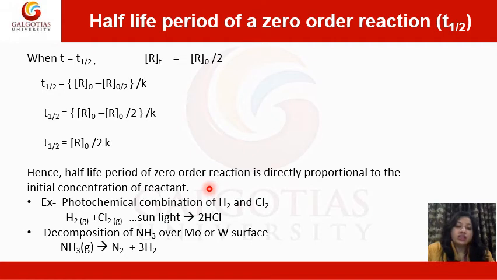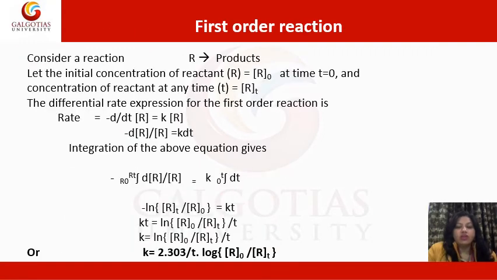Some examples of zero order reactions are the photochemical combination of H2 and Cl2, and the decomposition of ammonia over molybdenum and tungsten surfaces. Now we will discuss the first order reaction. Consider the reaction in which the reactant is converted into the product.